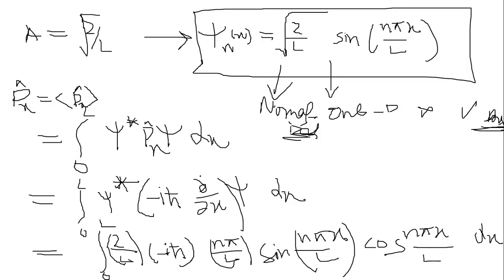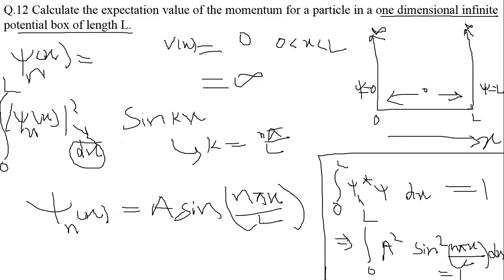Suppose here I place any operator, for example del square by del x square, then we can again calculate the value. This is the way we can calculate the expectation value of a physical quantity. Here we calculate the expectation value of the momentum. So, does anyone have any doubt regarding this question?